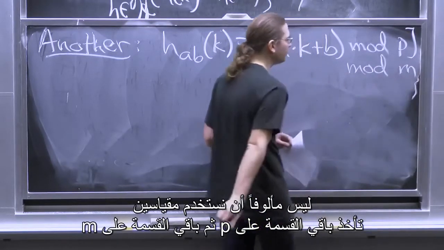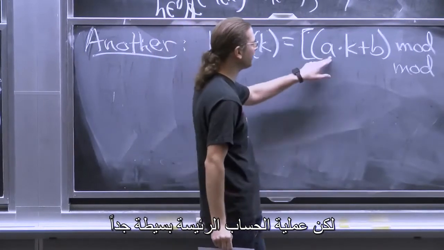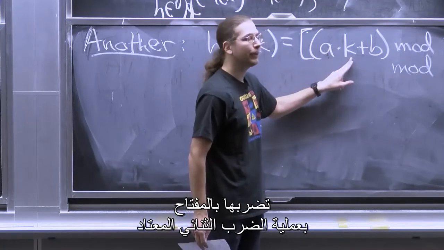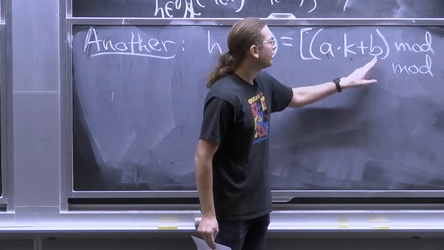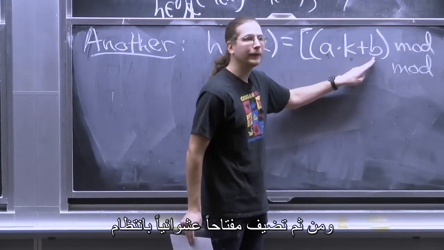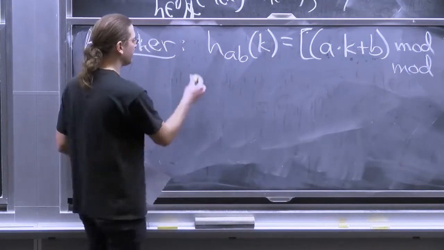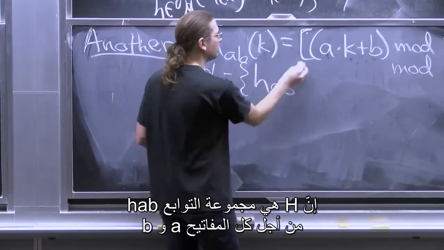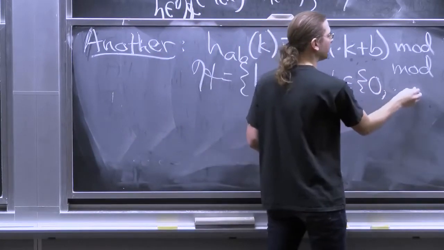A bit weird because it has two mods. You take mod p and then mod m. But the main computation is very simple. You choose a uniformly random value a. You multiply it by your key in usual binary multiplication instead of dot product. And then you add another uniformly random key. This is also universal. So capital H is HAB for all A and B that are keys.